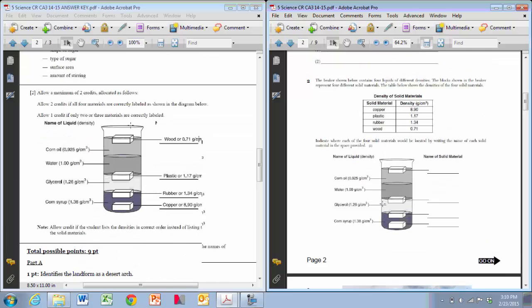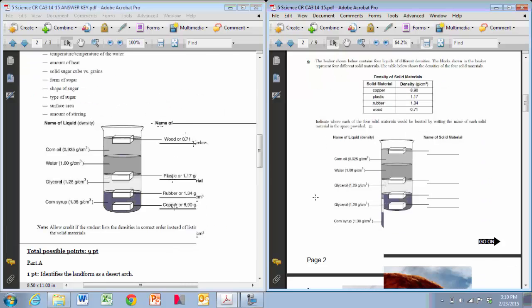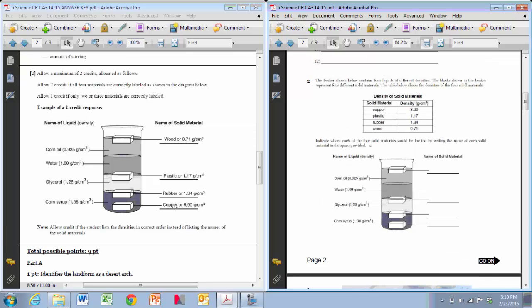As you see right here, it will give you the same picture with all of the parts filled in. Scholars should receive 0 points if they only really note that one of them is correct, or that they get 0 of them correct. They should receive 1 point if they get 2 or 3 correct, and then they should receive 2 full points if all 4 of the materials are labeled just like they are right over here. And they can either write the name, or if they write the density, that's okay also.